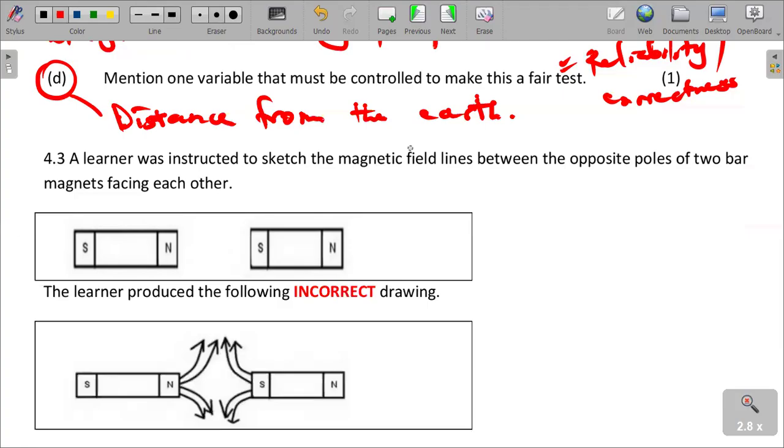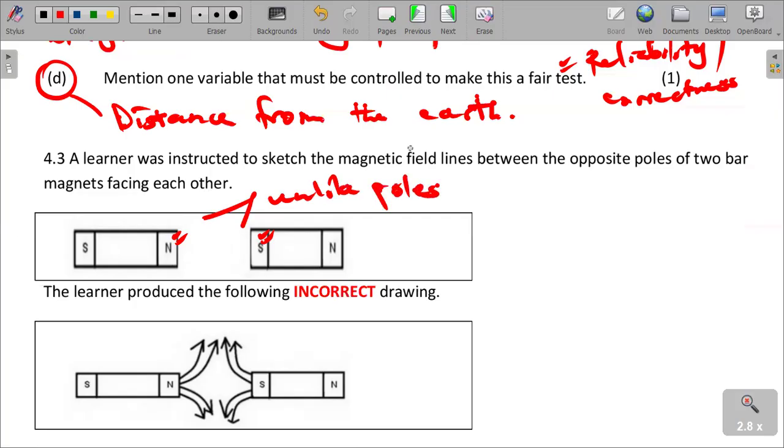And then Elena was instructed to sketch the magnetic field lines between the opposite poles of two bar magnets facing each other. As we can see, this is a north pole and this is a south pole, and unlike poles.